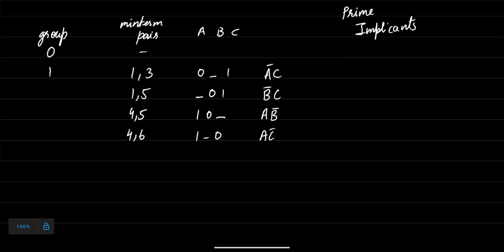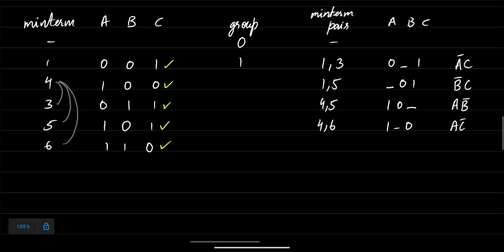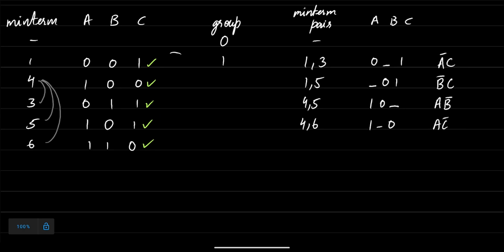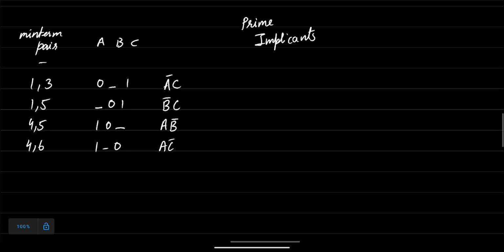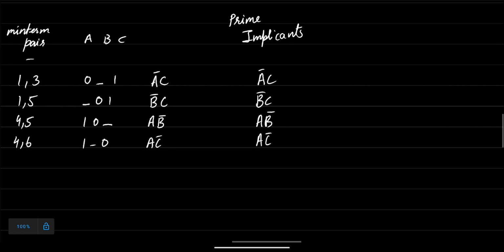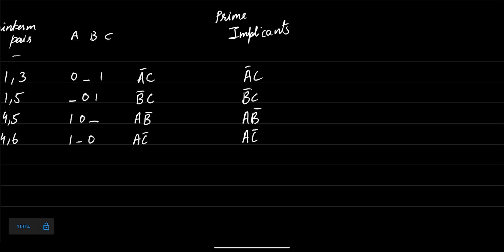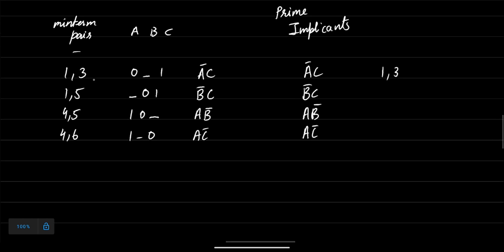So now we list out these implicants and the ones collected from the previous table, which we don't have any of because they have all been covered, into the prime implicants table. So we write out A bar C, B bar C, A B bar, and A C bar. Now, after this, we write out all the minterms that have been covered by these implicants. So 1 comma 3, as we can see over here, 1 comma 5, 4 comma 5, and 4 comma 6.